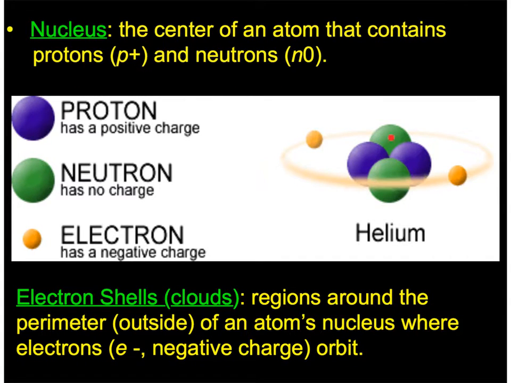So that's what these notes say. The nucleus is in the center of the atom, and it's where the protons and the neutrons are, the positively charged parts of the atom and the neutral parts. And the electrons orbit around the nucleus, and sometimes they're called shells, sometimes they're called clouds, sometimes they're called orbitals. You'll get into more detail with that next year in chemistry.